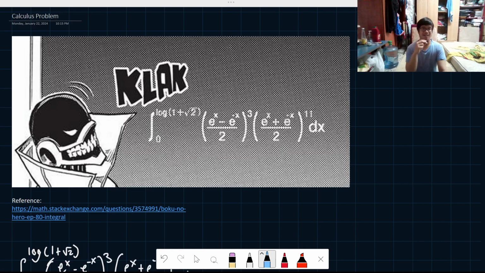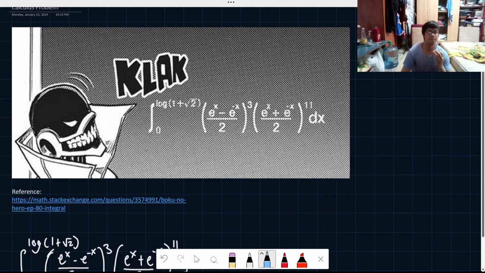Let's solve an integral problem that is presented in an anime called My Hero Academia. The source of this picture is in the reference, and don't worry, I'm going to post it in the description. Now, let's go back. How are we going to solve this given integral problem from an anime? So let's have it here.